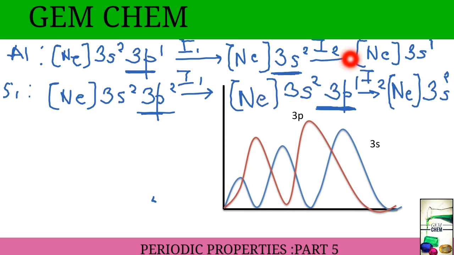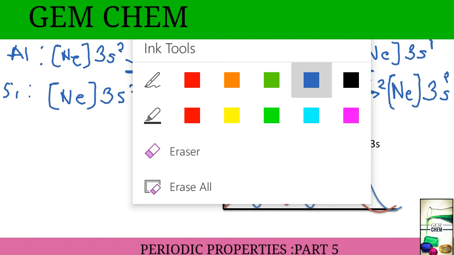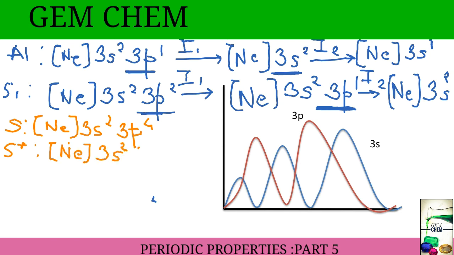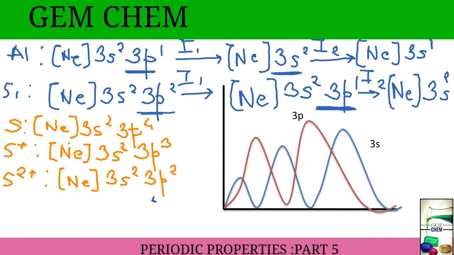Now we will see for sulfur and chlorine. Now what is the configuration of sulfur we need to write? This is being explained using exchange energy. Now neon 3s2 3p4, right, and S+ is neon 3s2 3p3 and S2+ is neon 3s2 3p2. Removal from a stable electronic configuration where p3 is being present.